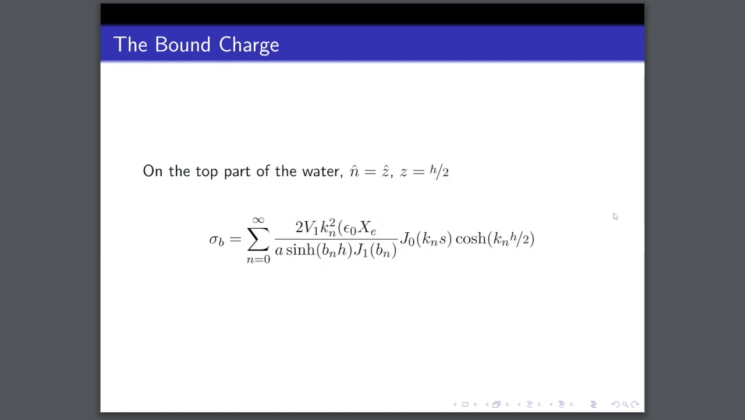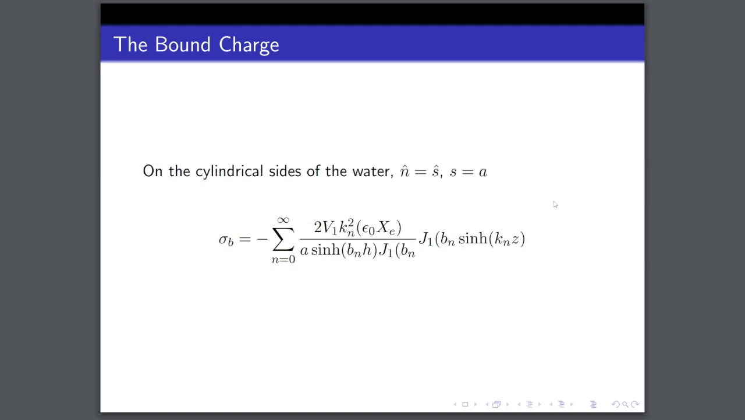And on the top of the water, once again, n hat is equal to positive z hat. The bound charge distribution now at z equals h over 2 is what you see here. And on the sides of the water, where n hat is equal to positive s hat out of the cylinder in the radial direction, the bound charge is this sum right here.